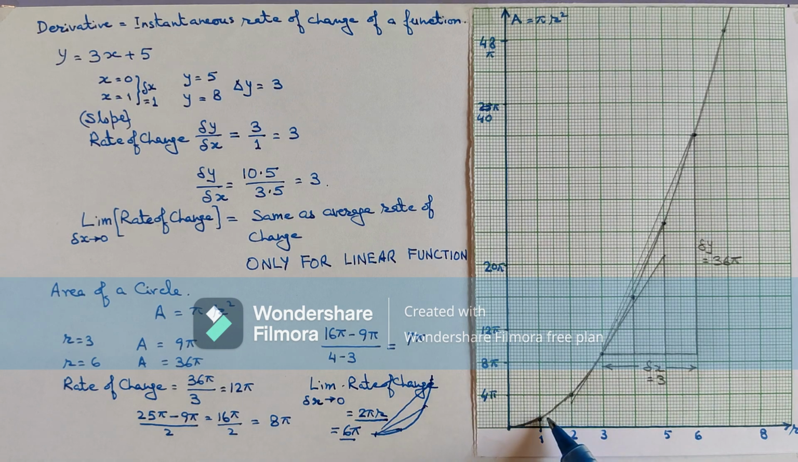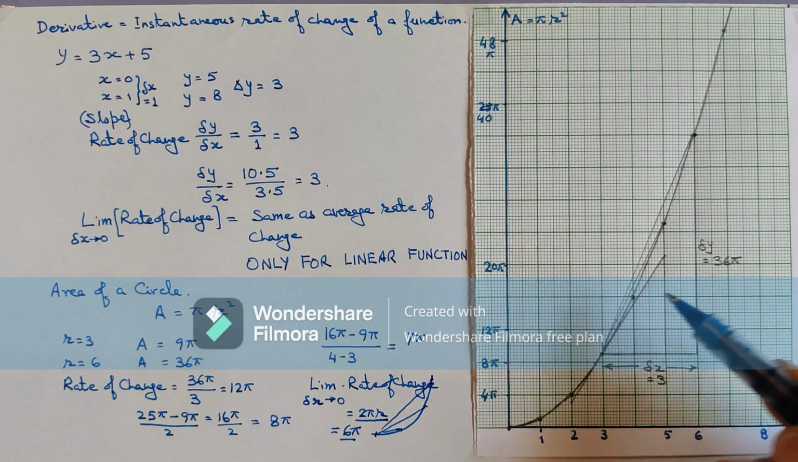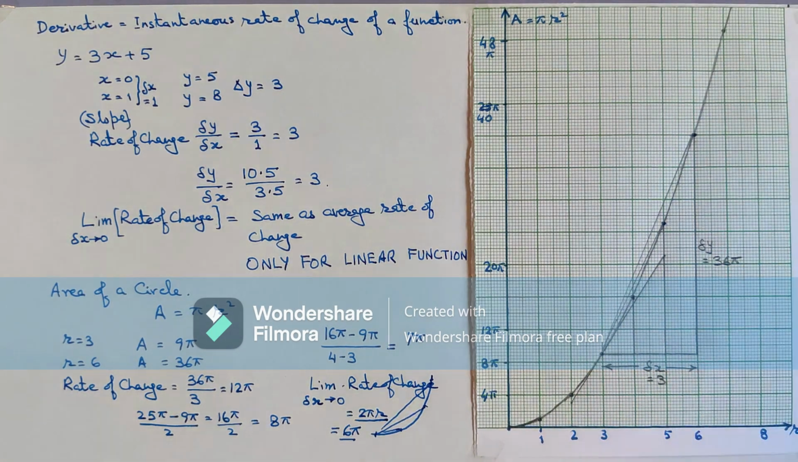As is very obvious looking at the curve, the tangent here is less slopy. The tangent here is more slopy, and as we go up the line, the tangent becomes more and more slopy. So the instantaneous rate of change of a function is the same as the slope of the tangent to the curve obtained by plotting that function at that given point.